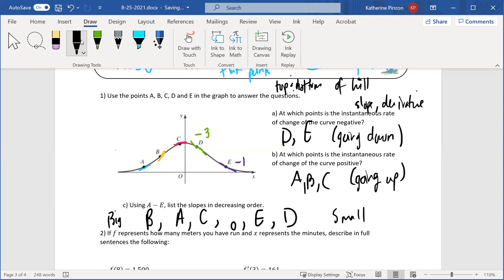Even though D is going down faster than E, right? So in absolute value, if we didn't care which direction it was traveling, the car at D is going faster than the car at E. Yeah, if you're rolling down the hill on your dirt bike or whatever, you're going faster at D than you are at E. You started slowing down at E. Yes, but -3 is a smaller number than -1.